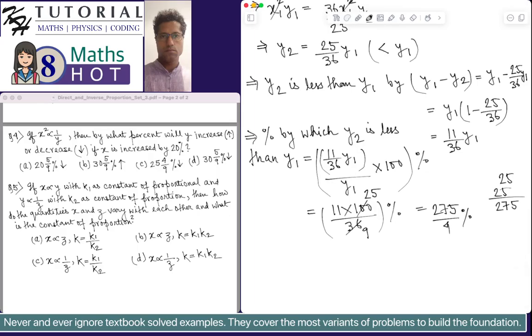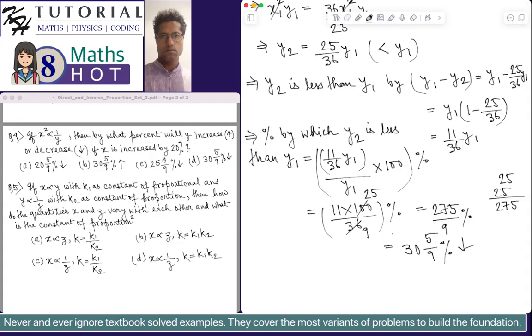That is, by this percentage the quantity y will decrease. Now what is the value of percentage 275 by 4? We have to express this as a mixed fraction. So this will be, oh, this is not by 4 but 275 by 9. So we have 30 and 5 by 9%, there will be a decrease, 30 and 5 by 9.